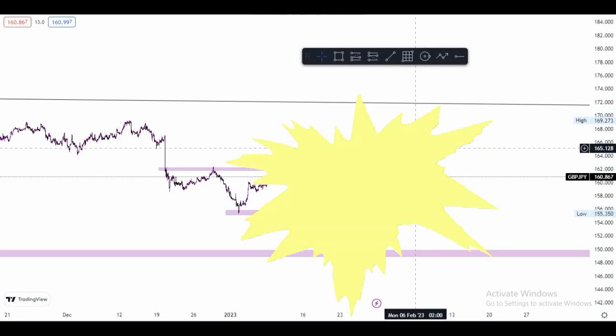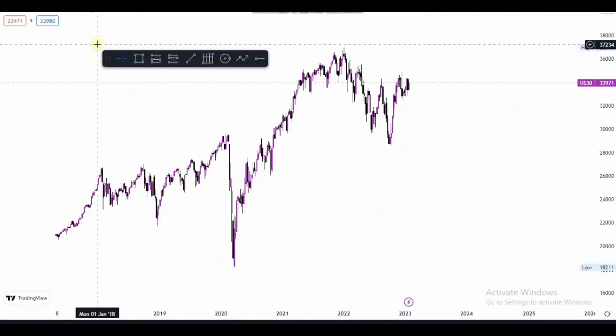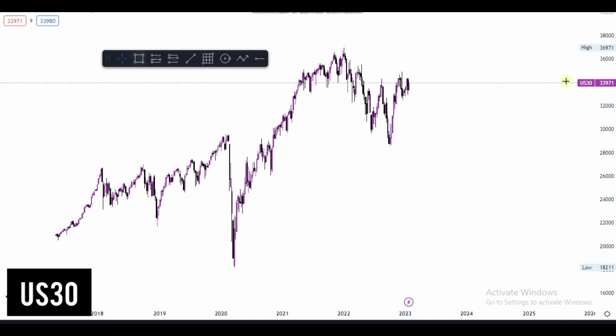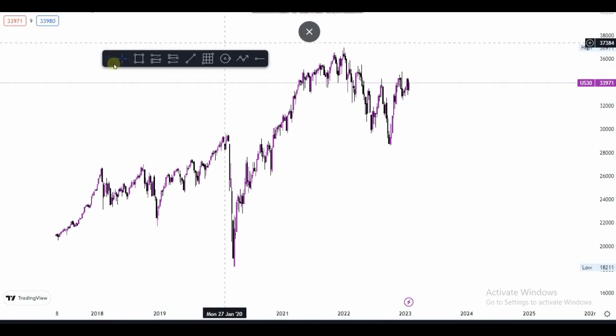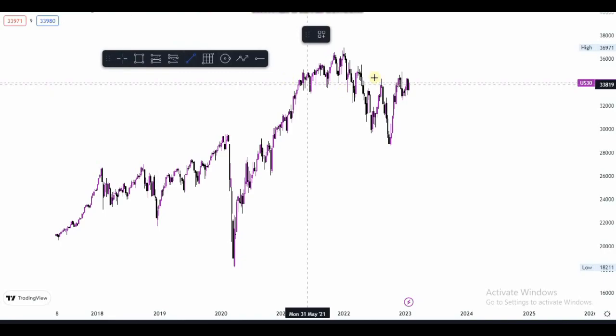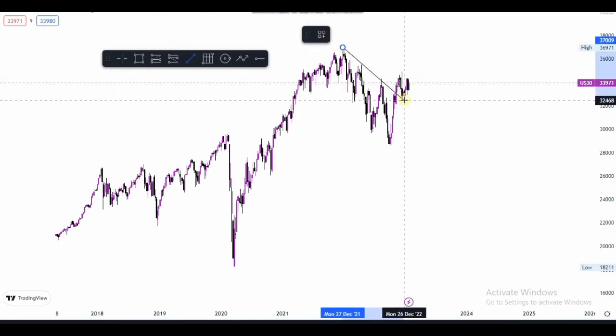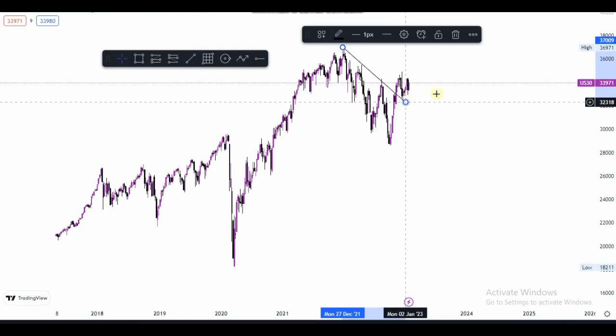US30. So guys, this is Dow Jones, which is also called US30. So on a weekly time frame, we're going to start by identifying market structure. So what do we see? We see that we have a downtrend, right? We see a downtrend over here.